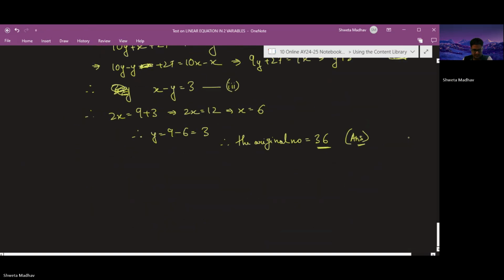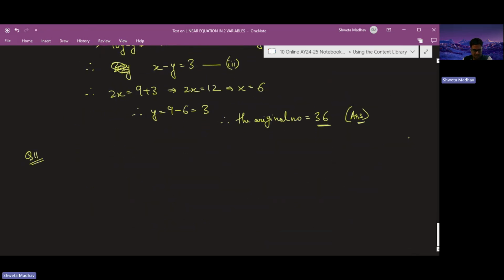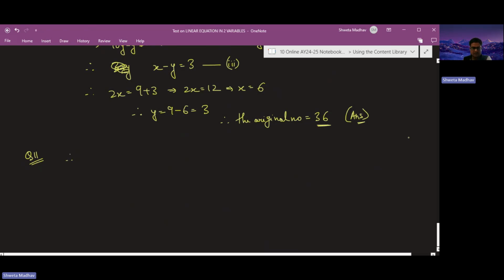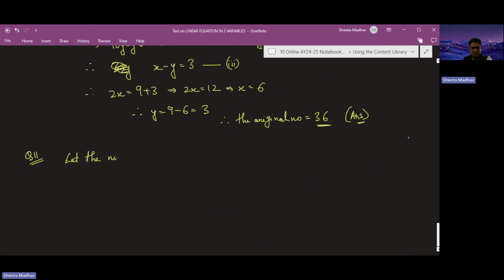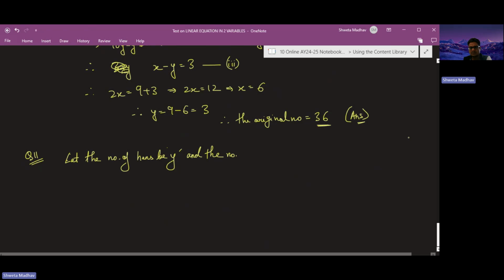Then question number 11. It has been told that a man has some hens and cows. If the number of heads be 48 and the number of feet be 140, how many cows are there? So now let us take the number of hens be y and the number of cows be x.